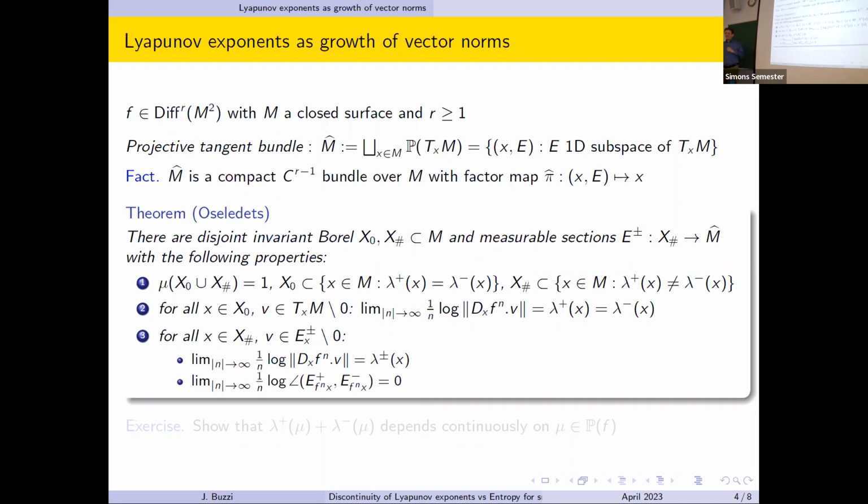Kingman's ergodic theorem is not trivial. Oseledets's theorem is harder, but I will not say more. Exercise: we have seen, or at least I have said, that these lambda plus and lambda minus are not continuous functions of the measure. But if you take their sum, you can check that this is a continuous function of the measure.